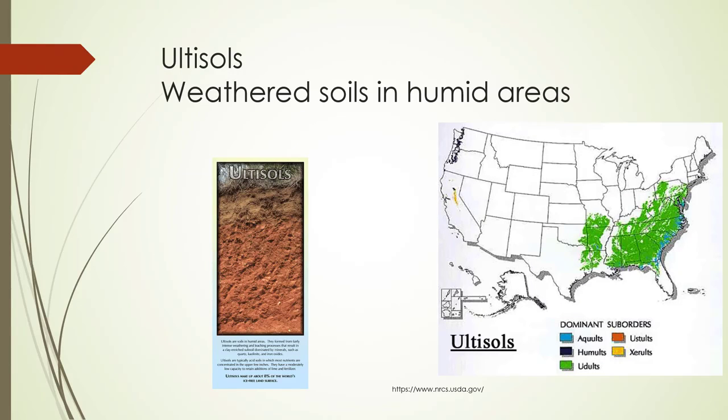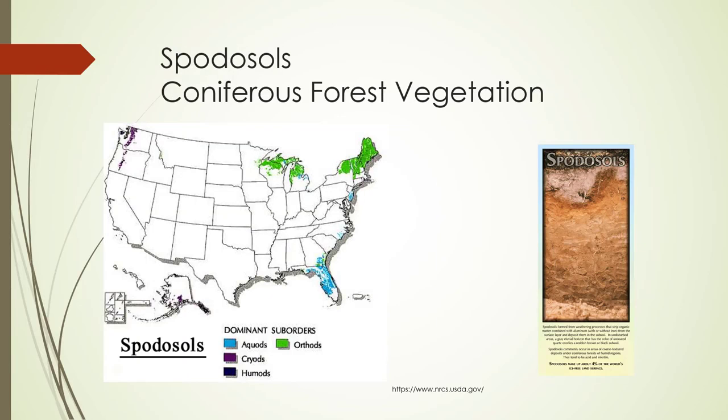Ultisols, these are weathered soils in highly humid areas, and this is going to be primarily in the southeast, kind of coming up the mid-Atlantic coast. Very low in natural fertility and high in soil acidity. You need to use fertilizer and lime inputs for this to be a productive soil. You can see there's not much in the way of an O layer or a horizon.